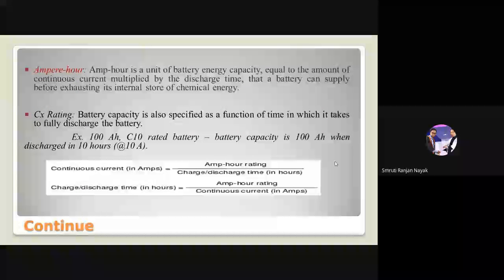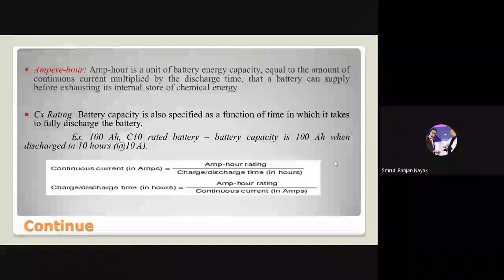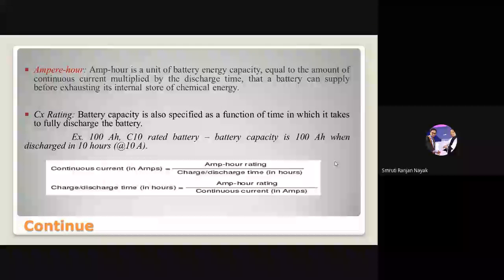Dekho, what is ampere hour? All of you know that in your battery you will get 100 ampere hour, 20 ampere hour, 10 ampere hour, 80 ampere hour, 60 ampere hour, 200 ampere hour. But what is that ampere hour? Ampere hour is the unit of battery energy capacity equal to the amount of continuous current multiplied by the discharging time. That means when there is a discharge, it happens continuously, and it definitely depends upon time. With respect to time, it will discharge. That is what a battery can supply before exhausting its internal store of chemical energy.